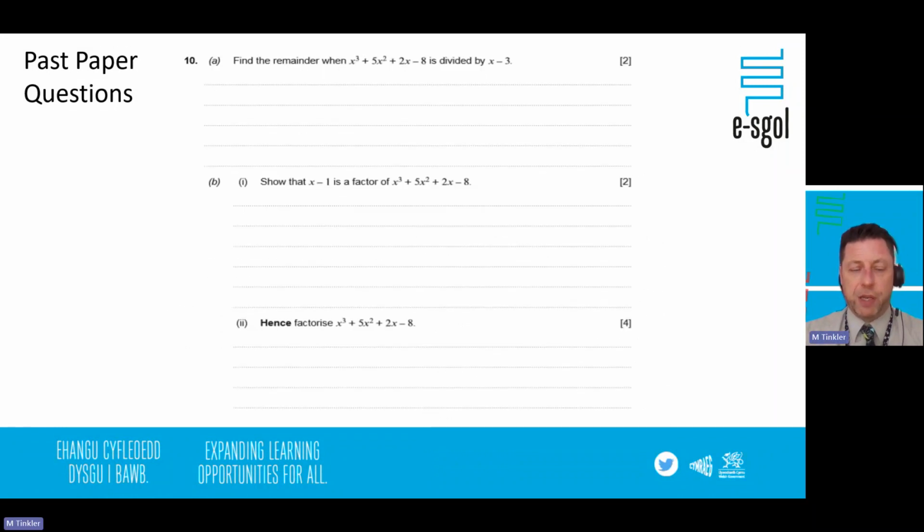Now, here's your next question. Hopefully you're getting the idea now. They're very similar each time. Go and see what you can make of 10A. Then I'll put my answer up, and 10B.2 is the trickiest bit, but the top 4 marks are very straightforward now.